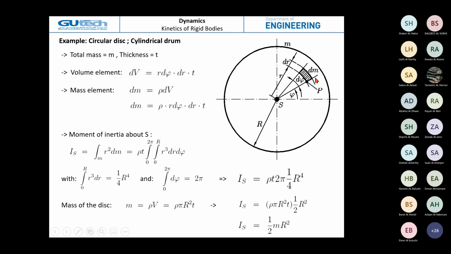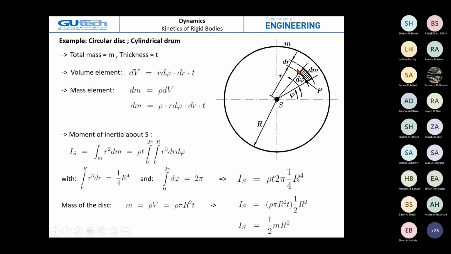Now we look here geometrically. In geometry we have our point P, we have our centroid S, and we have our infinitesimal mass dm. Here dm is at the angle phi. It's easier to use the polar coordinate system, or the cylindrical coordinate system. We have here the distance r and r plus dr.